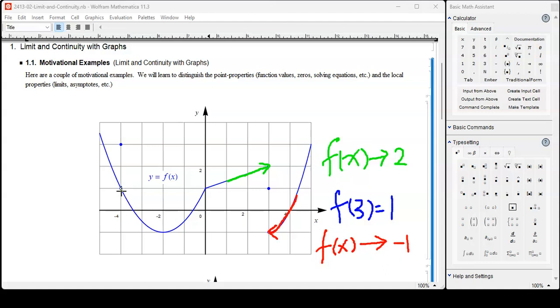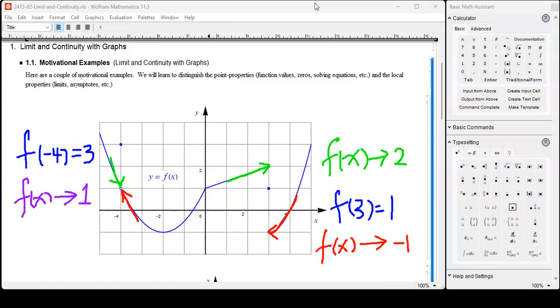We see something similar here. From the right, we follow the graph. From the left, we follow the graph. And either way, in this case, we get to the same y coordinate value. F of x approaches y coordinate value 1 right here, either way, from the left or from the right. And the function value at -4, well, that's 3, right here.